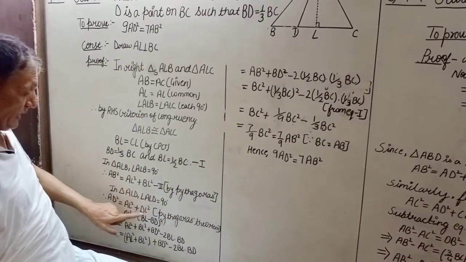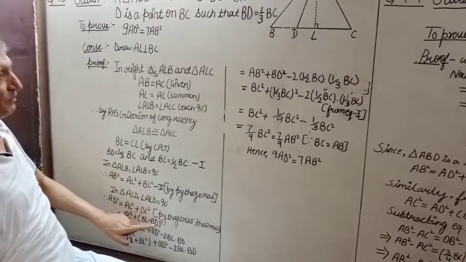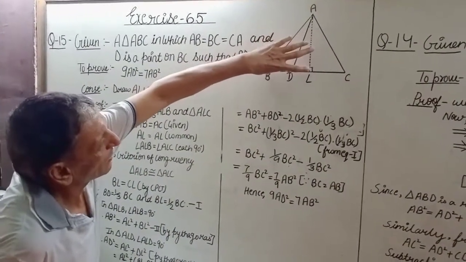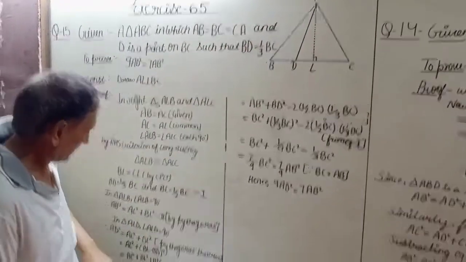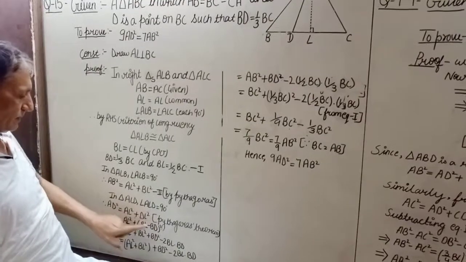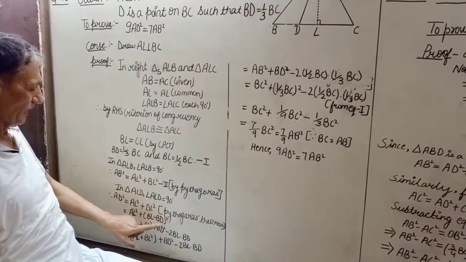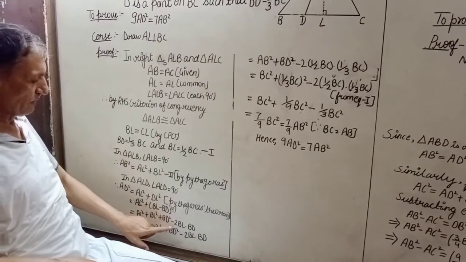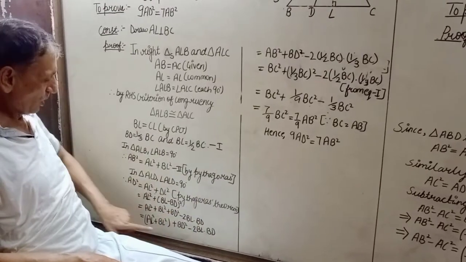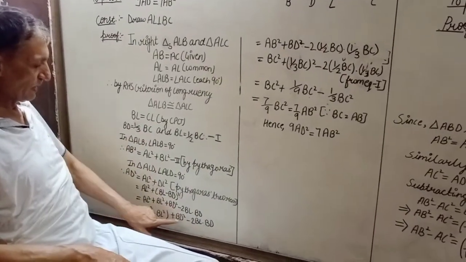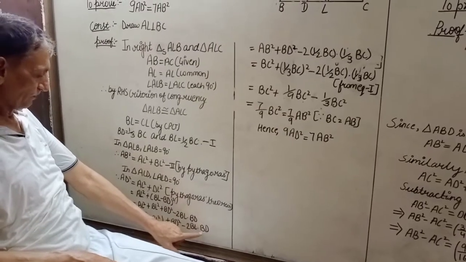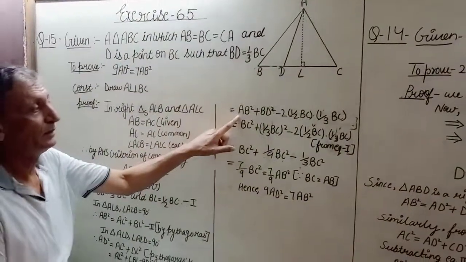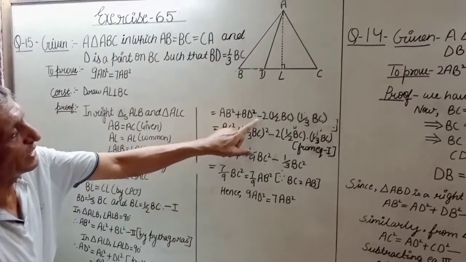However, DL can be written as BL minus BD. So DL is replaced by BL minus BD. When you solve this whole square, you get AL square plus BL square plus BD square minus 2BL into BD. See, AL square plus BL square can be replaced by AB square. So we have AB square plus BD square minus 2BL into BD.